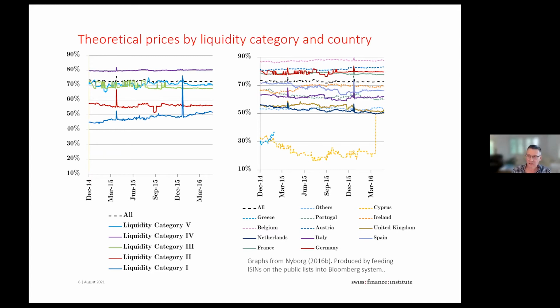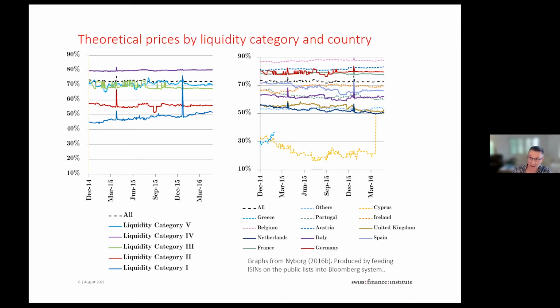Now, are theoretical prices a concern? Yes. Here are results from a paper that I did some years ago, also relating to things I did in the book. I fed, or my team actually, I have to give them credit, fed the ISINs on the public list into Bloomberg, and here are the results with respect to theoretical prices by country and by liquidity category. Let me just point out, unsecured bank bonds are liquidity category 4. In Bloomberg, you will find that 80% of those either have no price or have a theoretical price, because Bloomberg flags the data source. For most bonds, the data source that is flagged is a theoretical model. You've got to be really careful when you use this data.